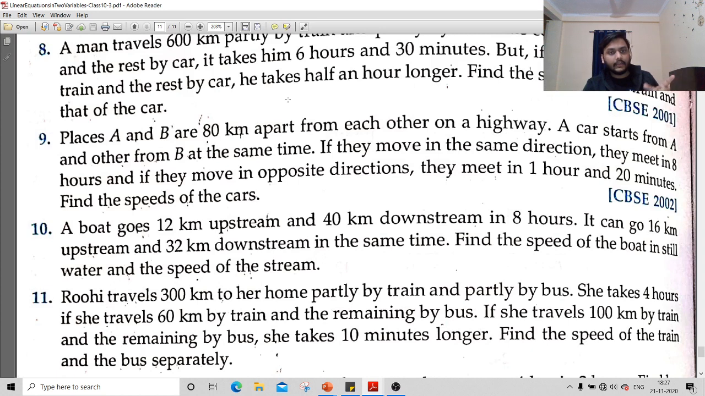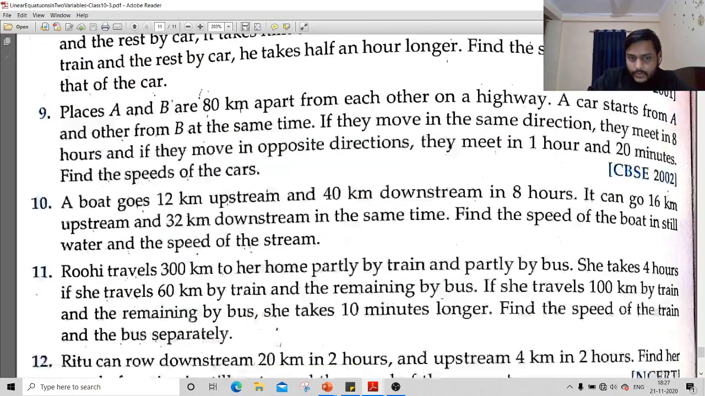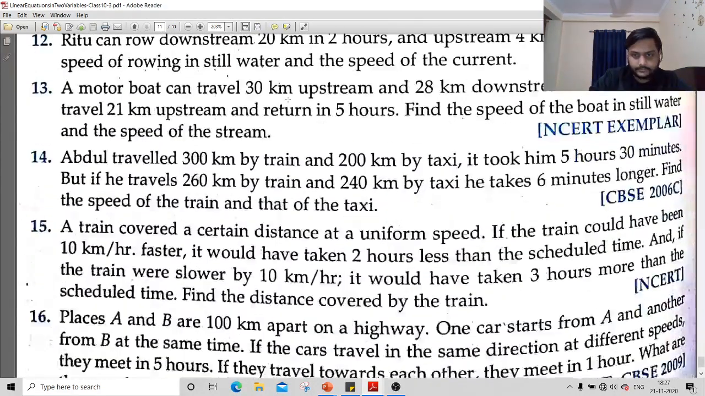You are having 80 kilometers difference between A and B. Again, a car is starting from A and from B at the same time. If they are moving in the same direction, they are meeting in 8 hours. If they are moving in the opposite direction, they are meeting in 1 hour 20 minutes. Again, the same kind of question. Bilkul same question.